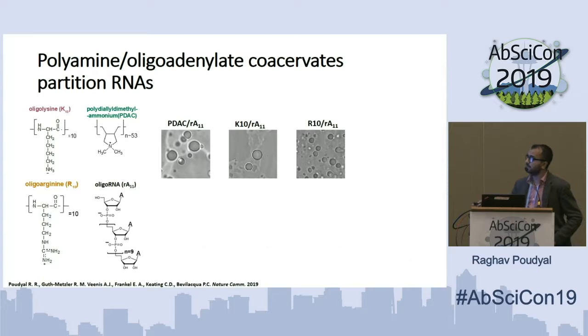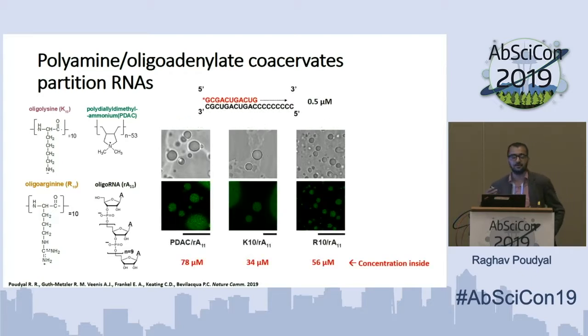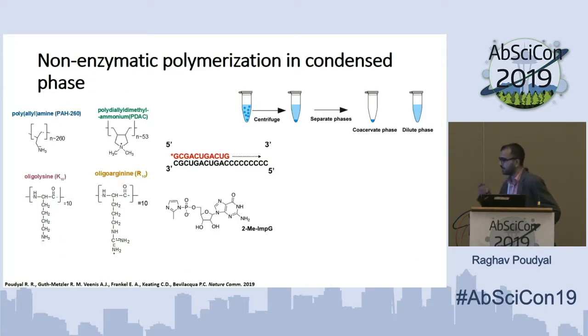And what I didn't tell you was that we actually added Cy5 or Cy3 labeled RNA in these coacervates, and you can see that the RNA really accumulates in these droplets. We're going to use the same RNA for template-directed RNA polymerization that I'm going to talk to you about here. Again, these are the different coacervate compositions that we're using. We're using poly-A RNA as the polyanionic part, and polyallylamine, PDAC, oligolysine, and oligoarginine as the polycationic part.